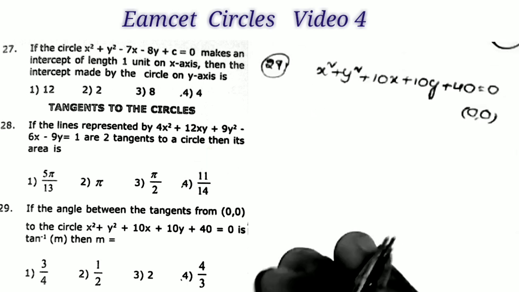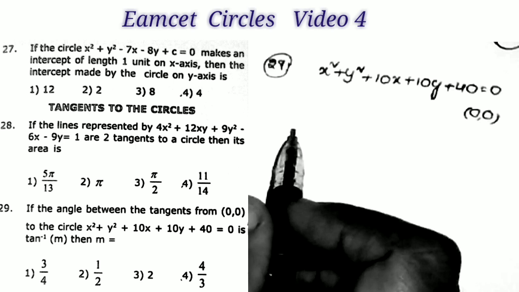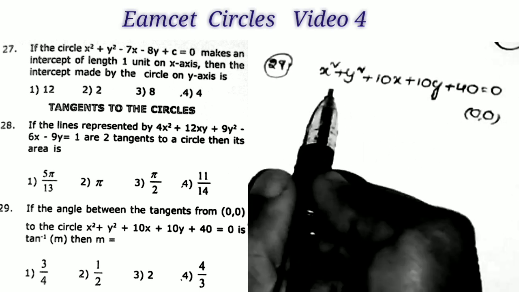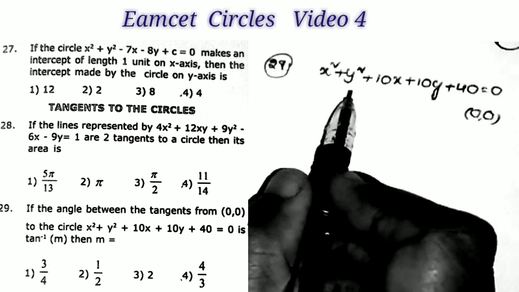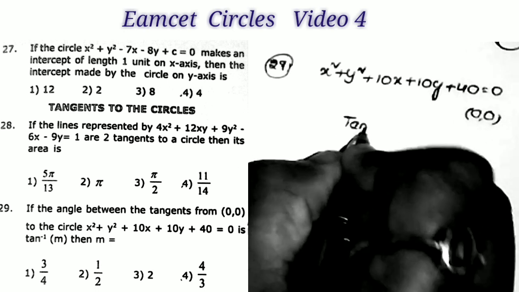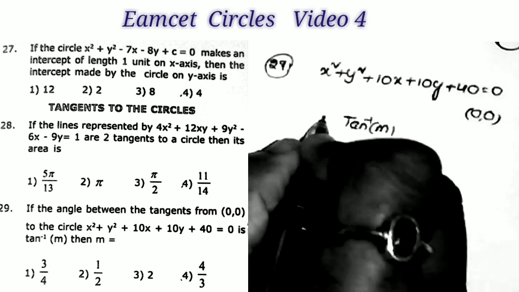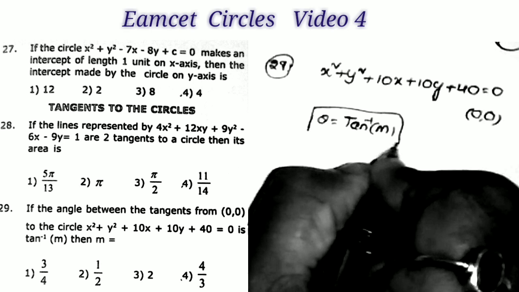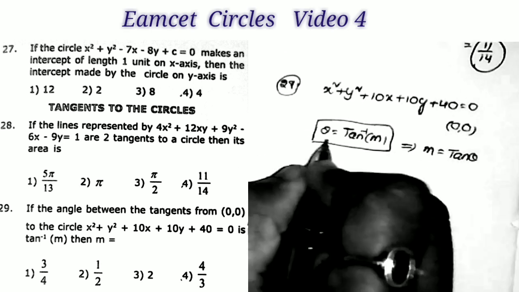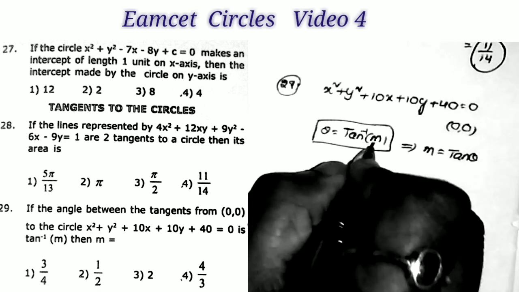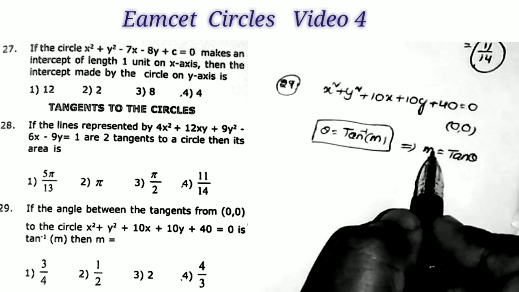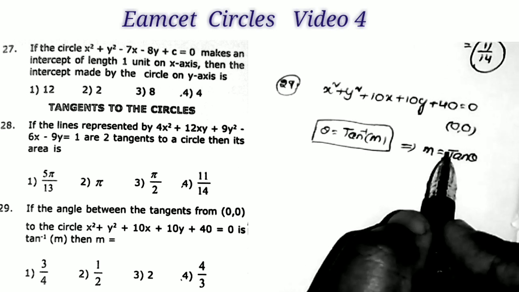Okay. Next question, sum number 29. If the angle between the tangents from 0, 0 to the circle x square plus y square plus 10x plus 10y plus 40 is equal to 0 is tan inverse of m, then what is the m value? So given that the angle between the tangents is tan inverse of m, now we want the m value. So theta is equal to tan inverse of m, which means m is equal to tan theta. To find the m value, it is enough to find the tan theta value.